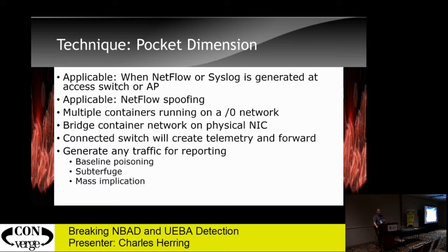This one's really cool in a day of containerization, is you can do what I call a pocket dimension. So on a single machine, you create a network that can be a /0, it can be the whole world as a network, but it's bound to the network card. So if you're connected to an access point or to an access layer switch, it's going to see the traffic as if it's happening on the switch.